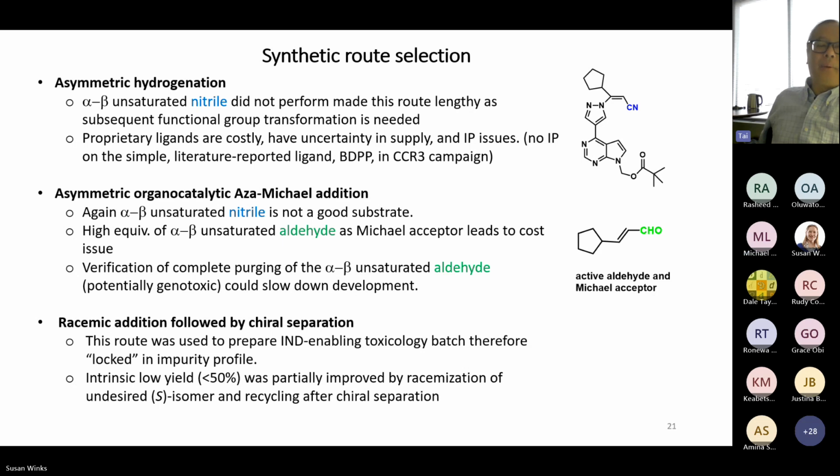So the third point becomes very important. If we use such a high excess of the Michael acceptor, we have to verify the complete purging of this reagent all the way down to the API level, possibly to ppm level. That would possibly slow us down and draw more scrutiny from regulatory agencies. So we decided not to pursue this route, even though the chemistry is pretty interesting. We revert back to medicinal chemistry, hunker down, and optimize the racemic addition, followed by a very large scale chiral chromatographic separation.